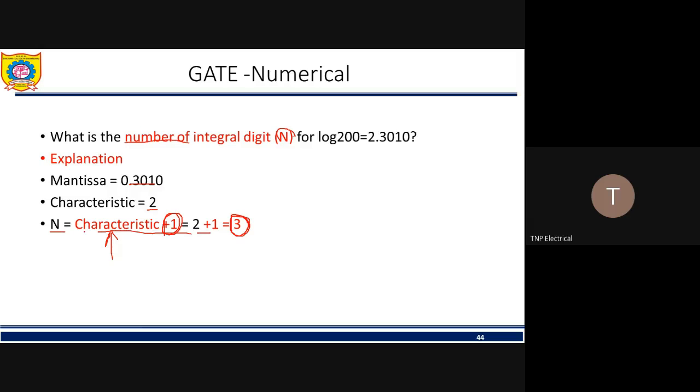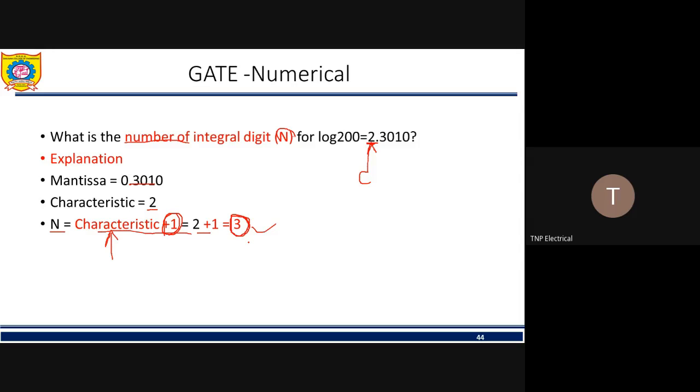So n is equal to characteristic plus 1. And what is the characteristic? Whatever the value is given on the left-hand side of the decimal, consider that as the characteristic. Hope we are getting it. So it is 2 plus 1, that is equal to 3. So the number of integral digits will be 3, my friend.